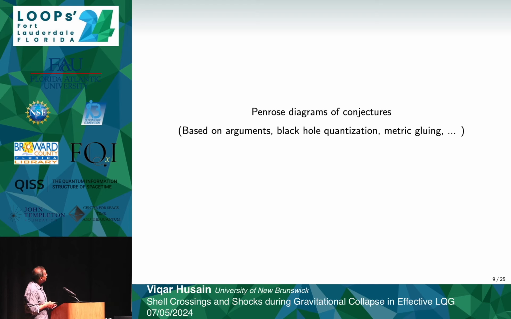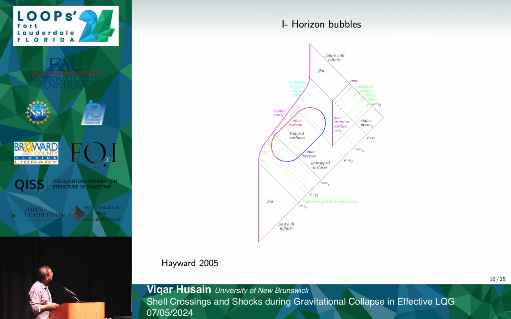Okay, so with those thoughts, I'm going to miss out a lot, but run through some Penrose diagrams that people have been discussing in various ways, and these are based on arguments, quantization of black holes, metric gluing, et cetera. So the first detailed one is due to Hayward, from Hayward's paper in 2005, and it's a replacement for Hawking's diagram. Everything I talk about will be a replacement for that first Hawking diagram.